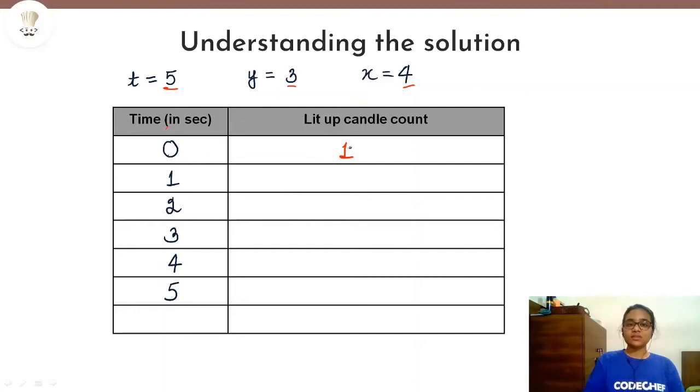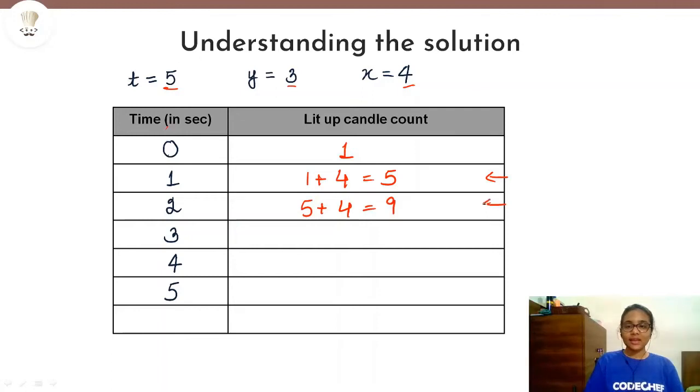At the 0th second, chef will pick up this lit candle and he will light up 4 other candles. So at the end of 1 second, chef will have 1 plus 4 equals 5 lit candles. Then again, for the next second, chef will pick up another lit candle and light up 4 other candles. So at the end of the second second, chef will have 5 plus 4 equals 9 lit candles.